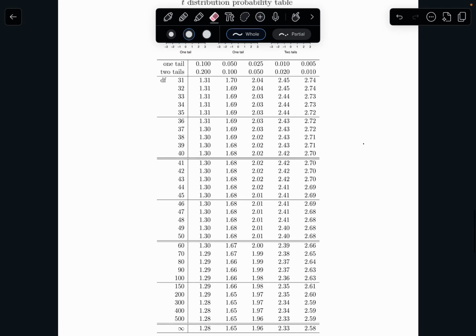So we said in this case, our degrees of freedom was 199, and our test statistic t was equal to negative 0.868. So first of all, let's talk about degrees of freedom. You'll notice that 199 does not appear here, so we have to go down to the next highest degrees of freedom, which means we're looking at this row with 150 degrees of freedom. So we are looking at that right there.